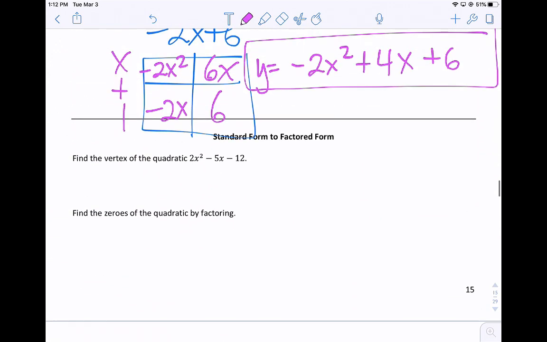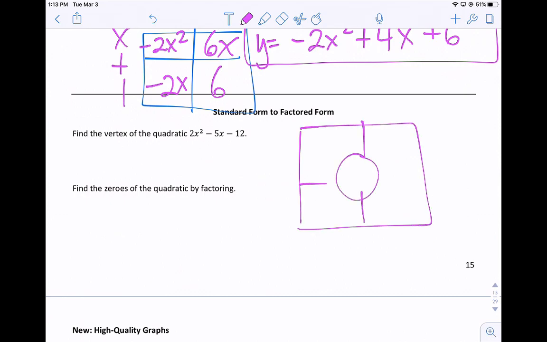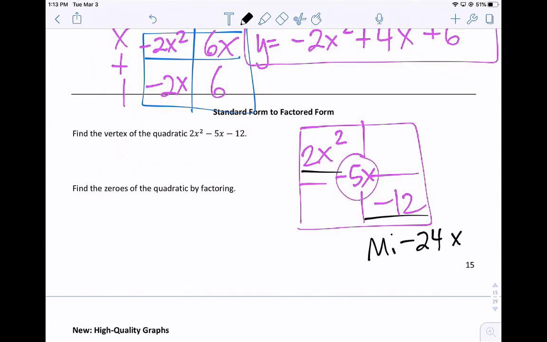Okay. And then last review, and then we get to the new stuff. Standard form to factored form. So this is standard form, there's no parentheses, we want to factor this. First step is, can we divide everything by 2? We can't without getting a fraction or decimal, so we're going to use box and circle. So we have our 2x squared, our negative 5x, our negative 12. We want to know what multiplies to our first and our last number, so negative 24x squared, that adds to negative 5x. And that would be a negative 8x and a 3x.